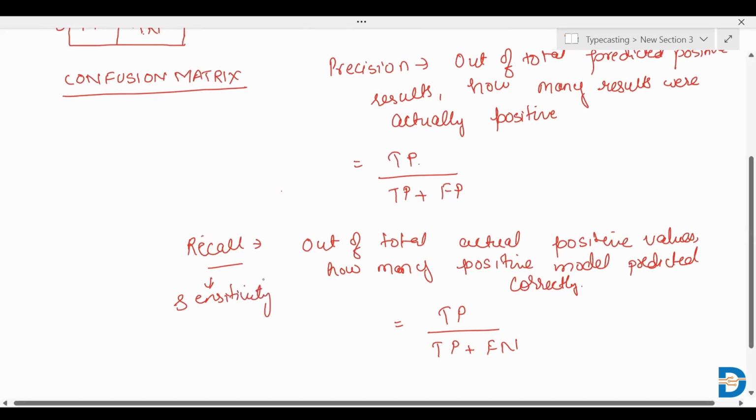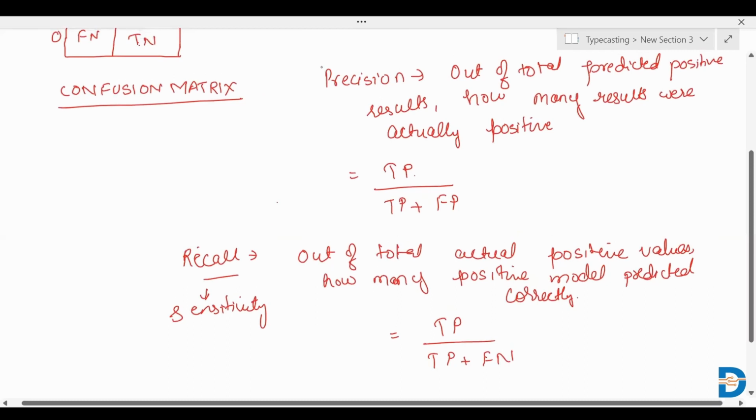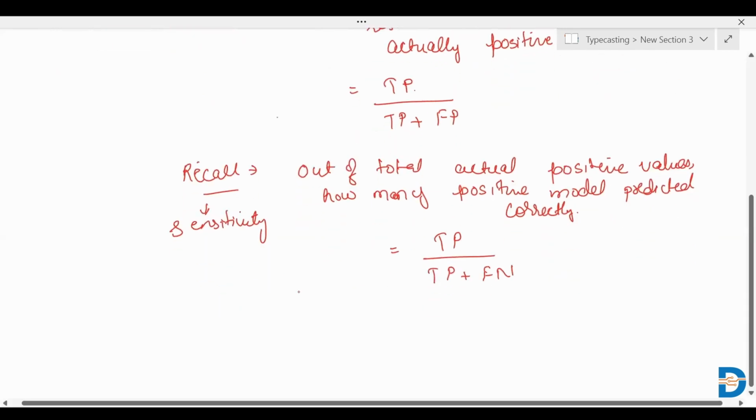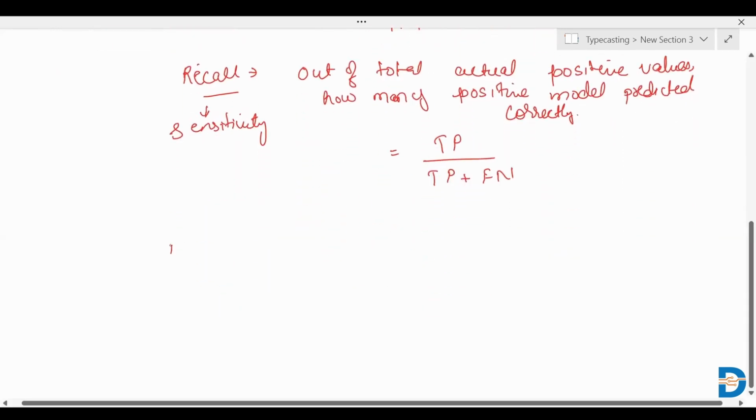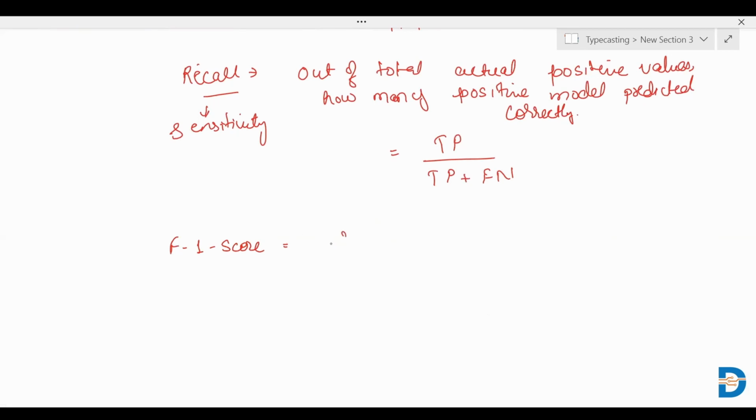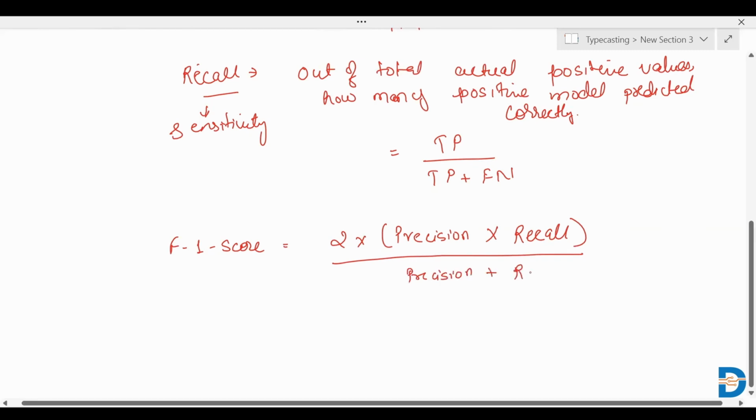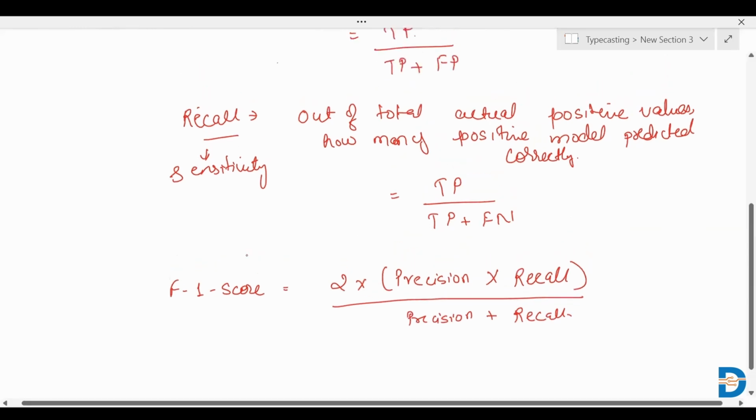In some data sets, precision is important. In some data sets, recall is important. But when both are important, we come to the F1 score. F1 score is given by the formula 2 into precision into recall, divided by precision plus recall. So this is the F1 score when precision and recall both are important.